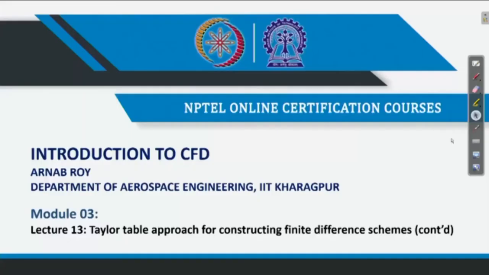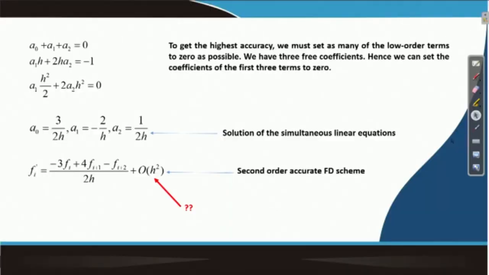In this lecture, we continue our discussion on the Taylor table approach. Last time, we had done a problem where three grid points were involved in the stencil, namely I, I plus 1 and I plus 2. With that stencil, we did the Taylor table calculations and we found that the scheme turns out to be a second order accurate scheme, but we did not do a very thorough discussion on how it comes up with a second order accuracy.